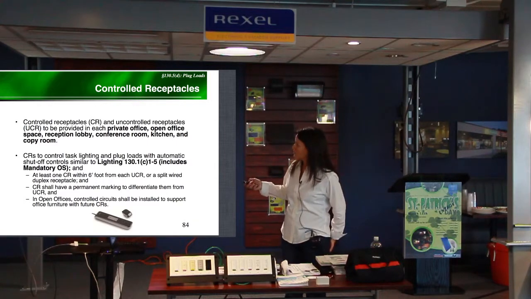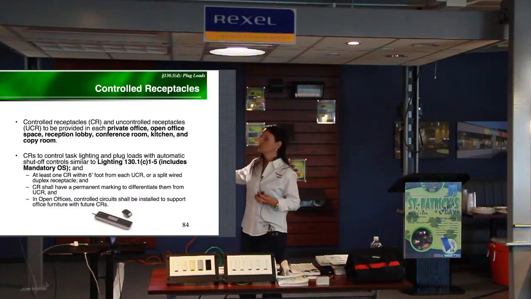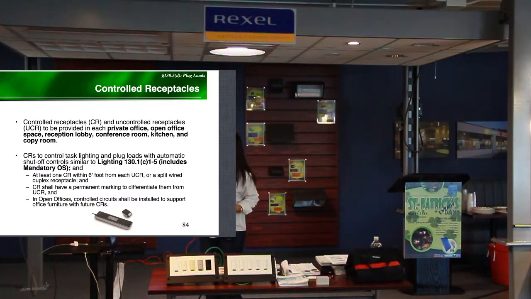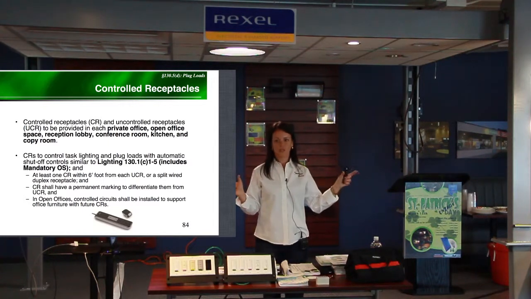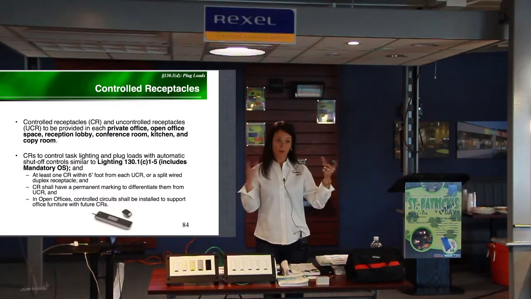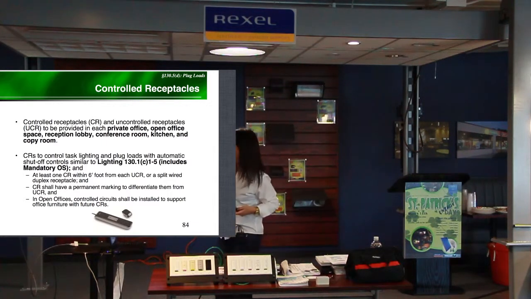For every uncontrolled receptacle in a space, such as a private office, open office, reception lobby, conference room, kitchen, and copy room, for every regular receptacle, up to 6 feet apart, there has to be a controlled receptacle. So we're probably going to see rooms with fewer receptacles.